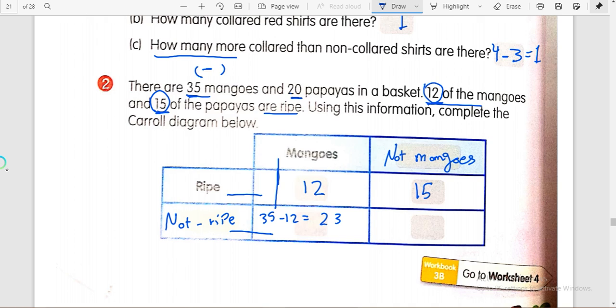And here, not mangoes and not ripe. So we will subtract the number of ripe papayas, which is 15, from the total number of papayas, which is 20. So it's 20 minus 15 is 5.